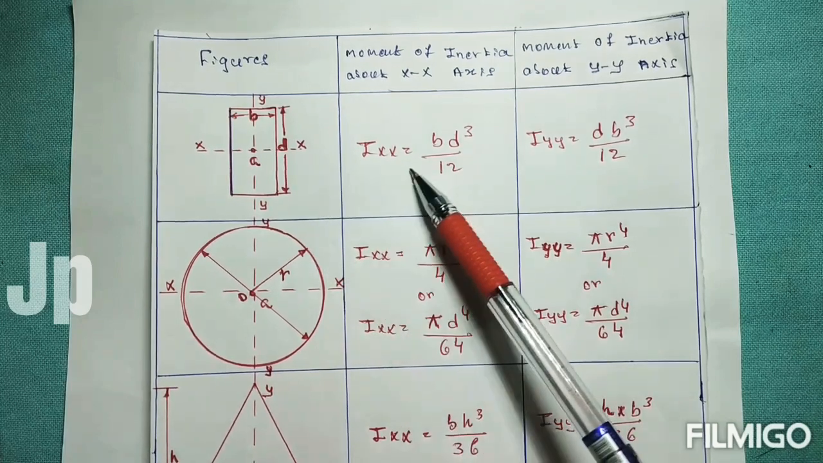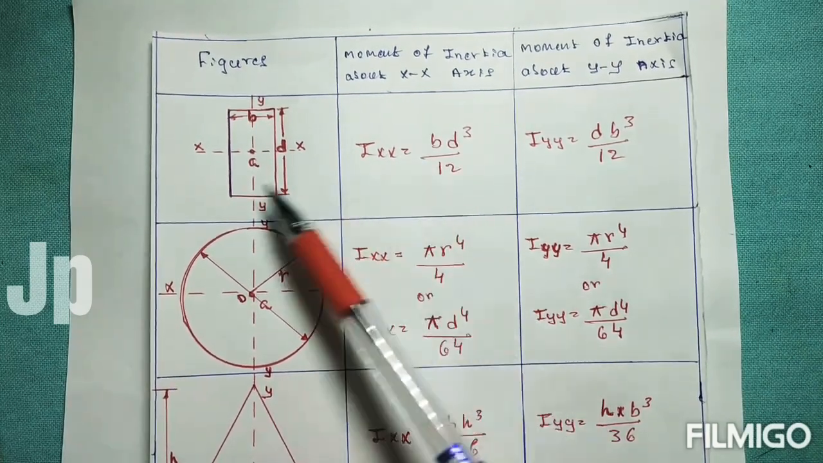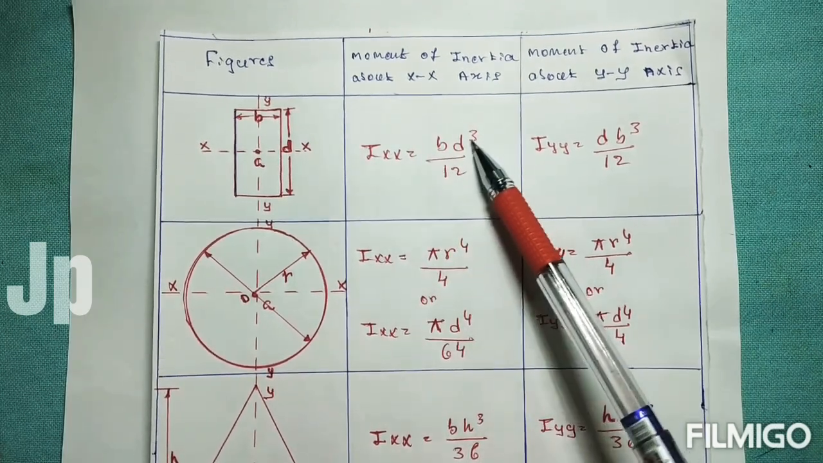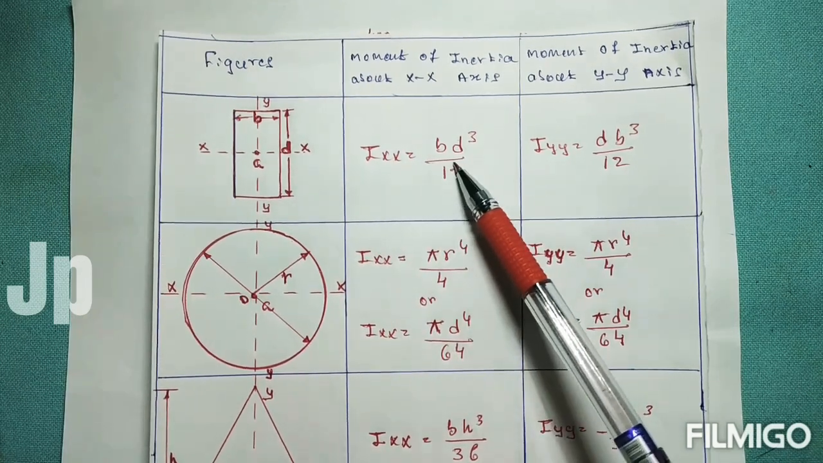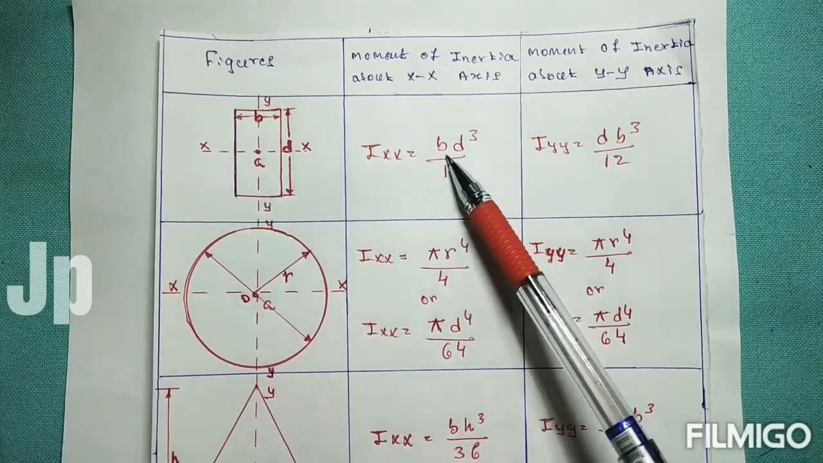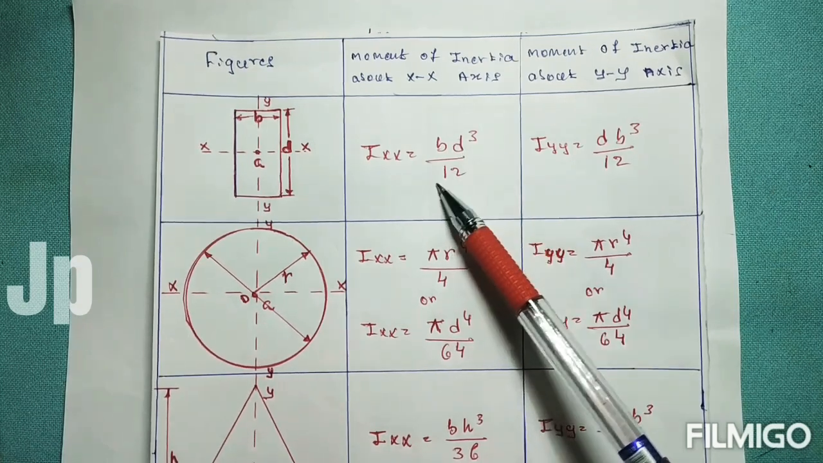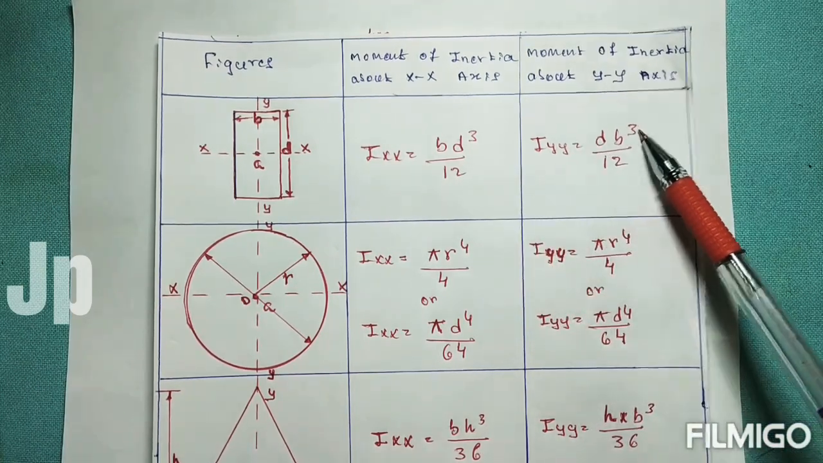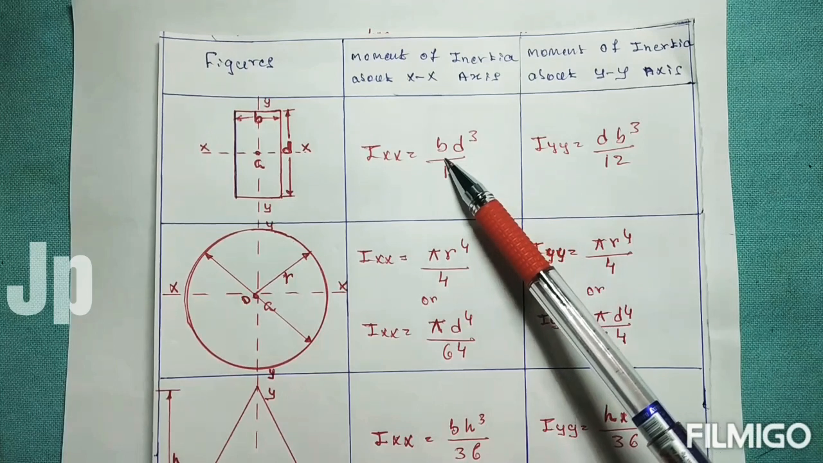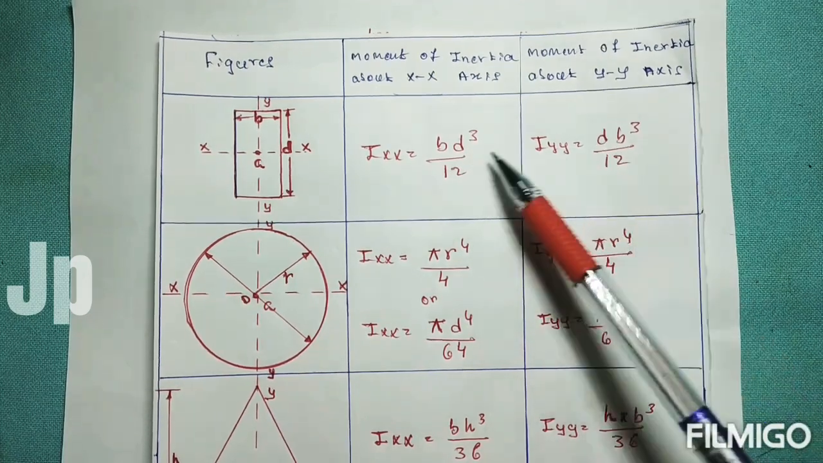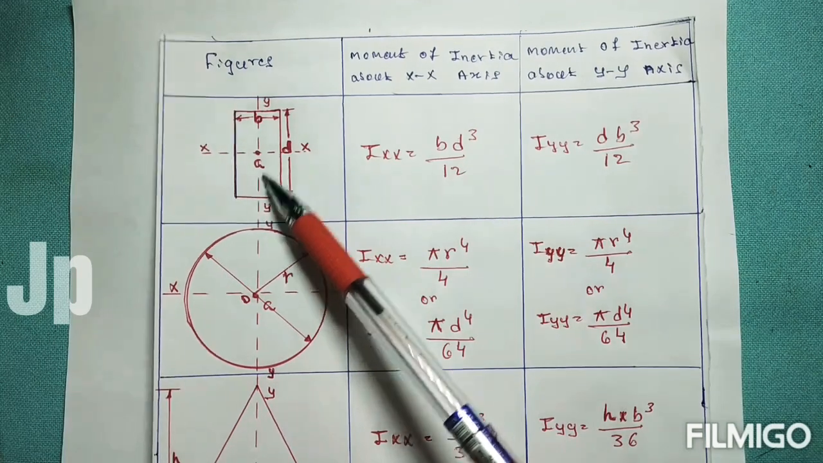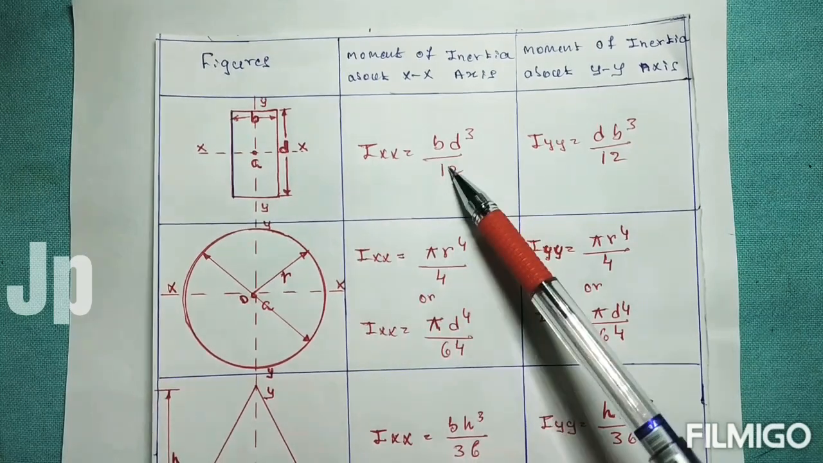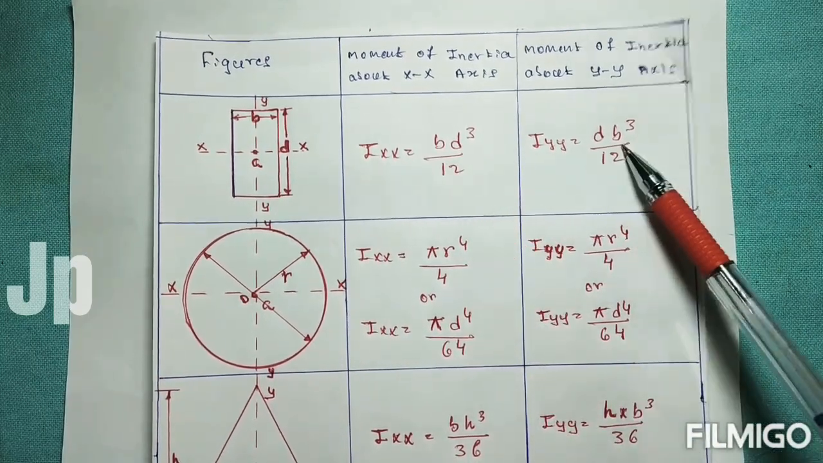For this section, the moment of inertia along the x-axis is b d cubed by 12. You should know this value: for a rectangular section, the moment of inertia along the x-axis is b d cubed by 12, where b is the width and d is the depth. Similarly, along the y-axis it is the opposite: d b cubed by 12. Here d and b swap, because we are considering the y-axis.